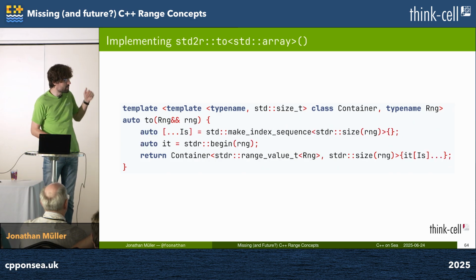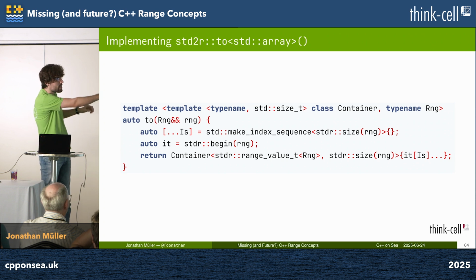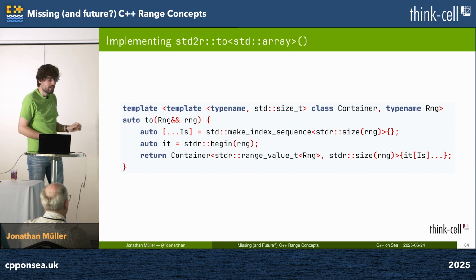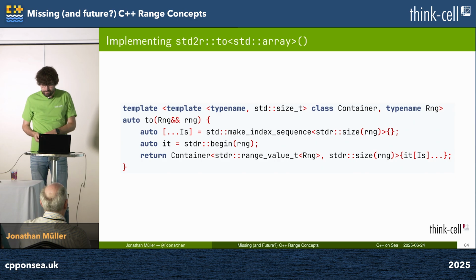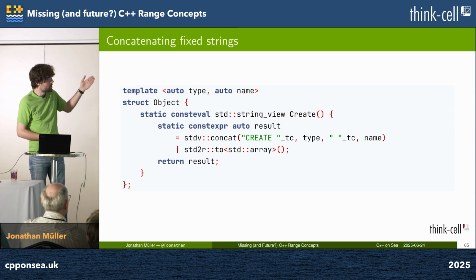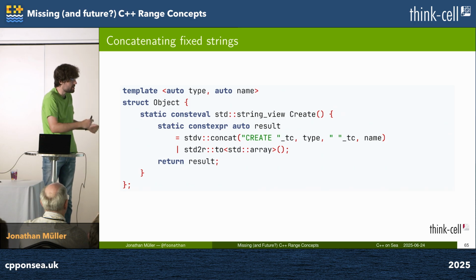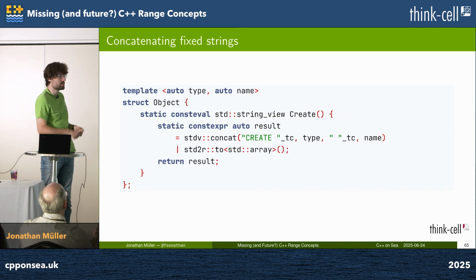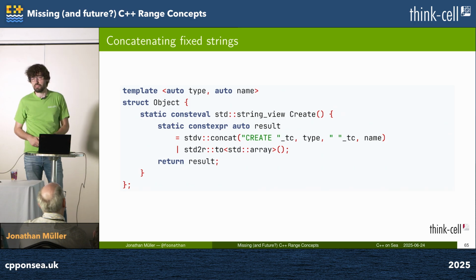But you can throw a bit more metaprogramming at the problem and generate an initializer list of all the values, and then you have std array. The point is we can make it work. And so we can write code like this, right? To create our object, we just concat the string literals, turn that into a std array, store that somewhere where it lives, and then return that as a string view.